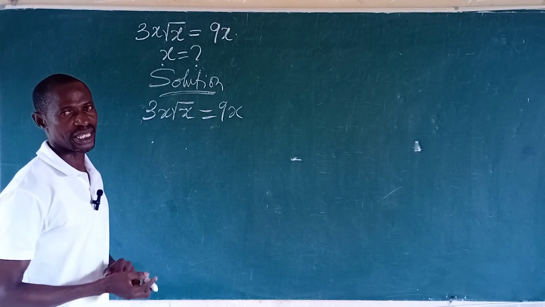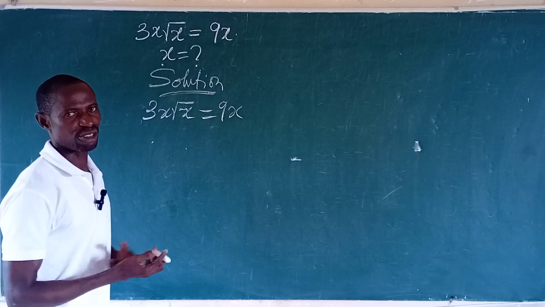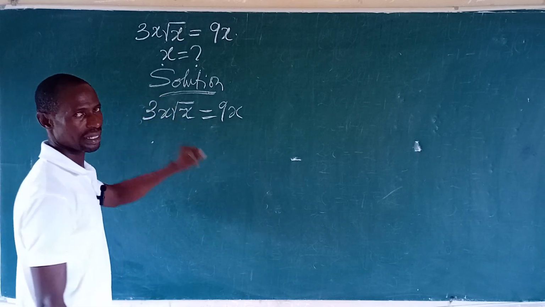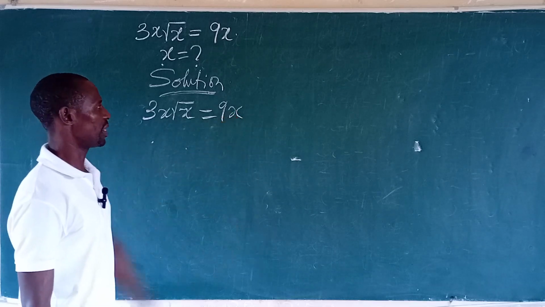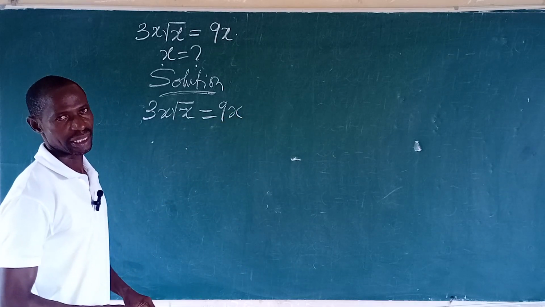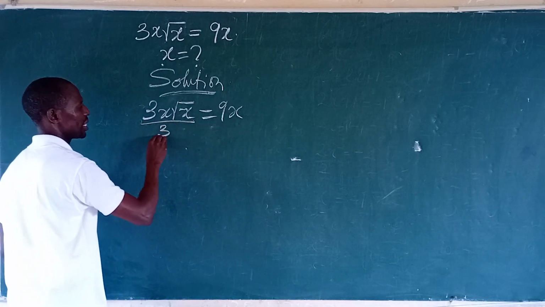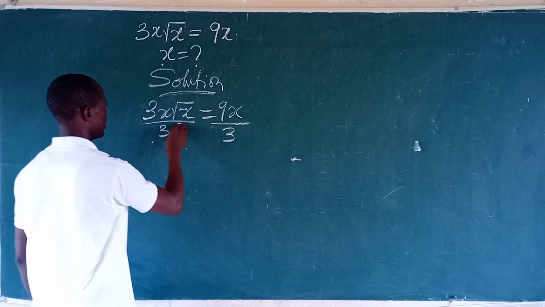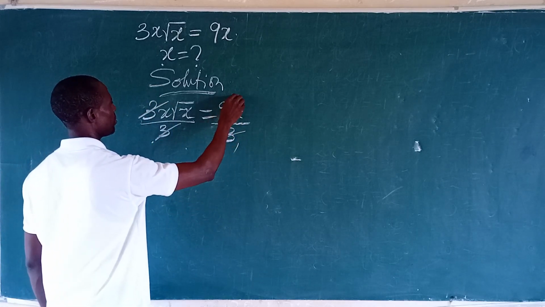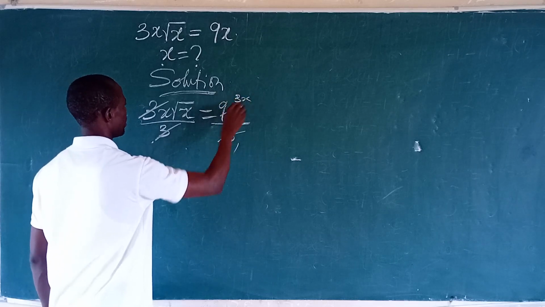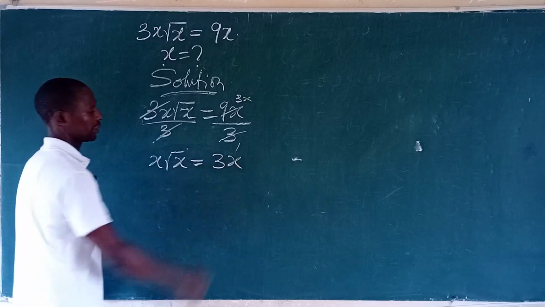First of all, look at the quantities on the right-hand side and that on the left-hand side. Something can be struck out. Here we have 3 as a constant, and here we have 9 as a constant alongside our variable. So we can do away with 3. How do we mean? We divide through by 3. We divide this by 3, and divide this by 3. This will leave 3x, so we're going to have x root x now equal to 3x.